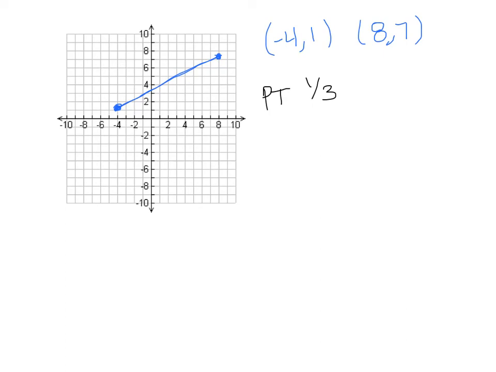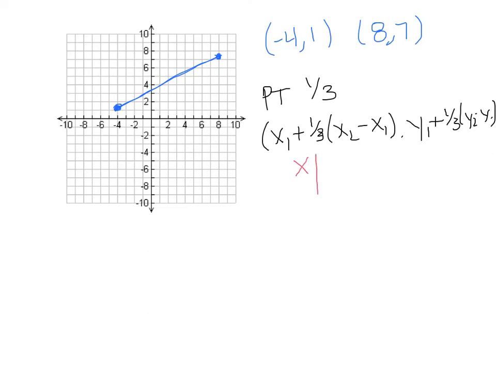Again, we're going to utilize that formula first. The point that's 1/3 away is going to be the first x plus 1/3 of the distance between the x's. And then the y coordinate is going to be the first y plus 1/3 of the distance between the y's. I ran out of space. So I'm going to make myself a nice little table to help me see what's going on. I have the x's and the y's.